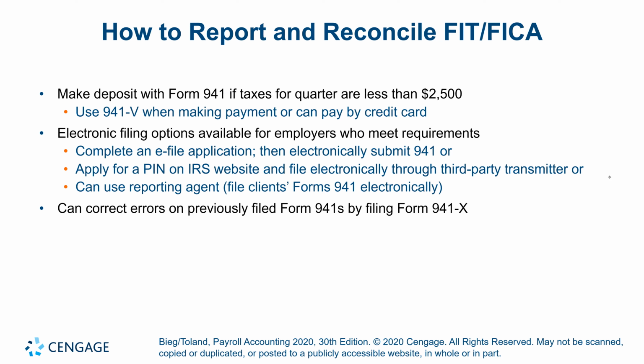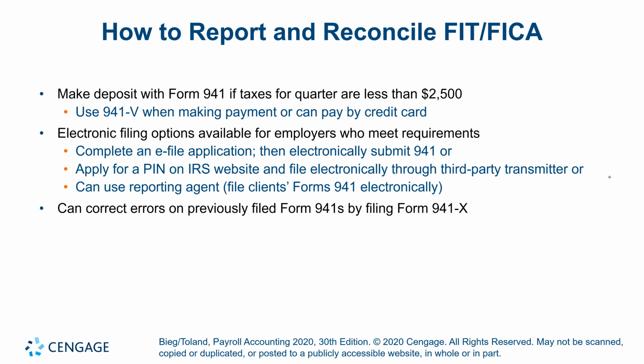So how to report and reconcile the federal income tax and the FICA. So again, we can make our payment with the Form 941 if taxes for the quarter are less than 2,500. Anything from basically 2,500 up to 50,000, we have to make payments monthly. Anything from 50 up to 100,000, it's semi-weekly or twice a week. Anything over 100,000, it's next business day, right?